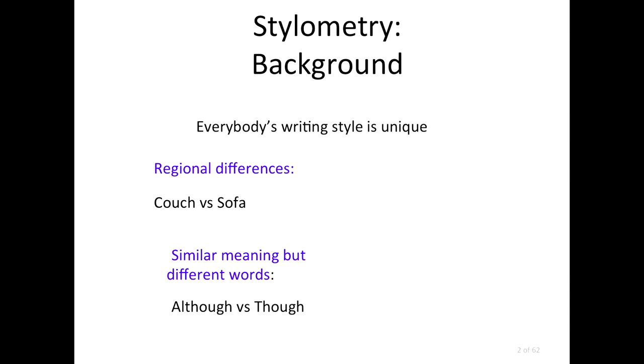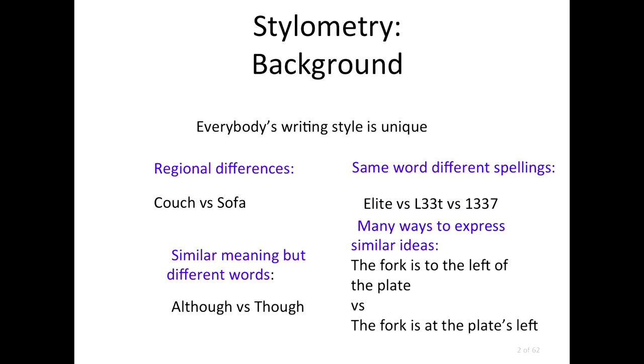Furthermore, there are words that have similar meanings but are actually different words, like although and though, and which ones people particularly prefer is a stylistic idiosyncrasy. In writing, people may use the same word with different spellings. And there are also many ways to express very similar ideas, like someone might say the fork is to the left of the plate versus the fork is at the plate's left. So these differences are how we can often distinguish authors in writing and documents.